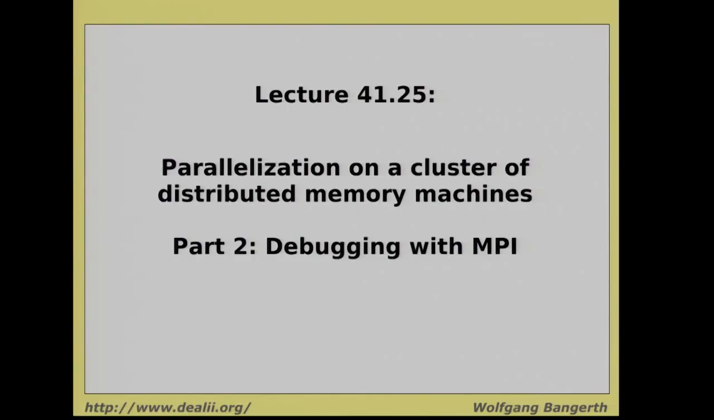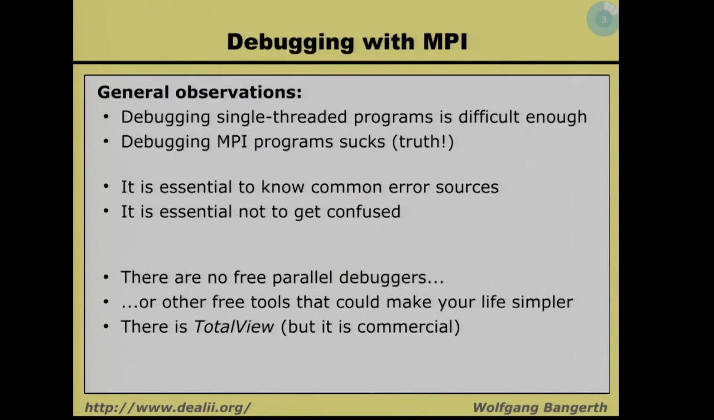All right, so in the last lecture, I gave you an introduction into, let's say, the mental model that we have with MPI and the kind of functions that you call and how they work. What I would like to do in this lecture is give you an overview into how to debug MPI programs. When you think about debugging programs, it's of course difficult enough to debug single-threaded programs.